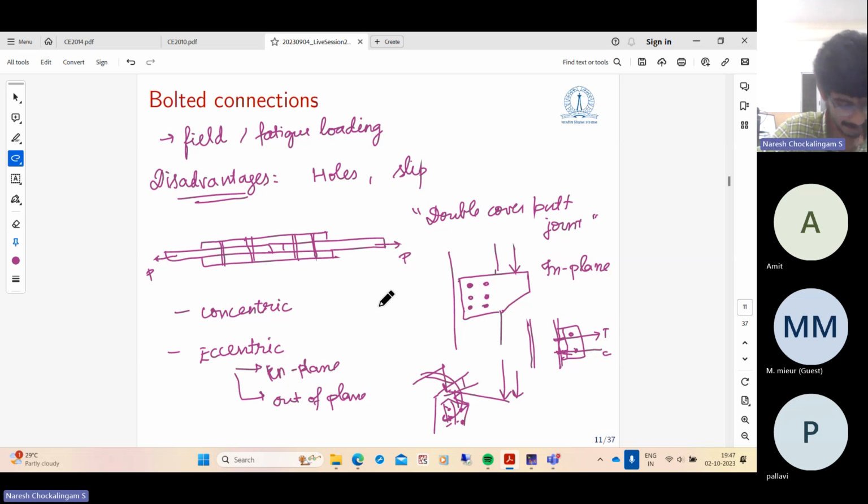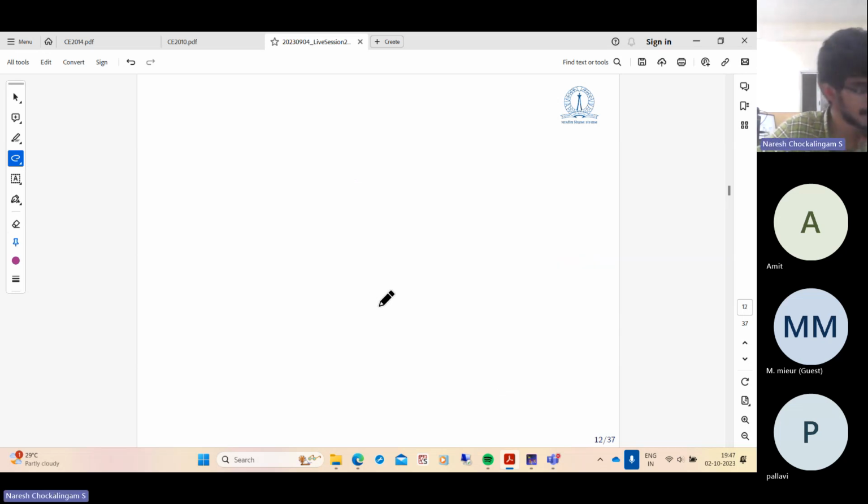So that is almost all of it. The next classification of bolts comes from the type of bolted connection, the type of forces, and the mechanism by which the bolts fail.